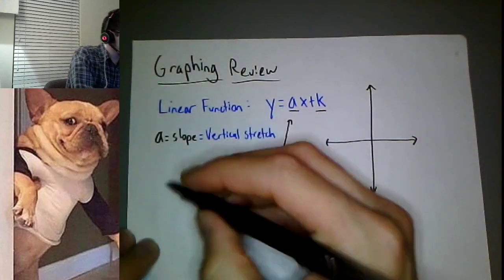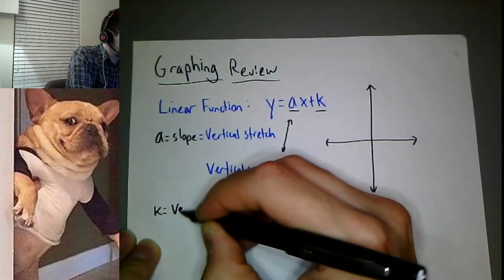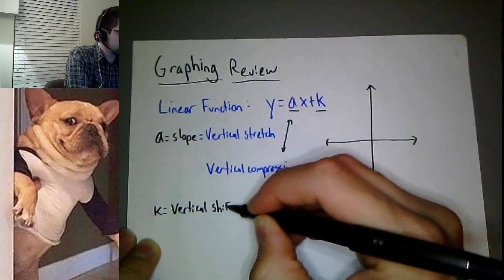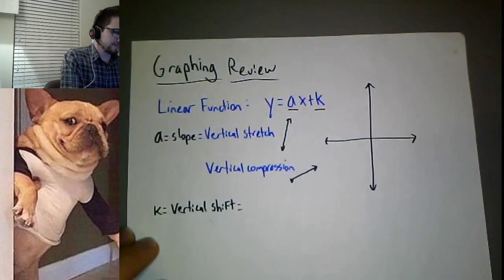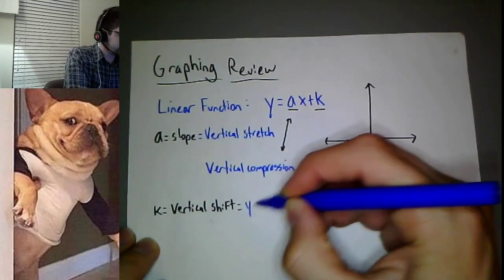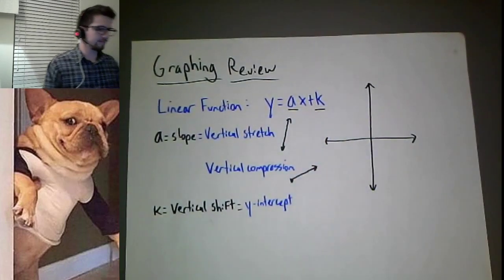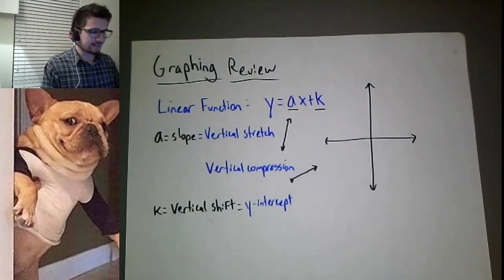The k was a vertical shift, either up or down, or we could also just say that was the y-intercept. That was the extent of linear functions. That's as complicated as they get.